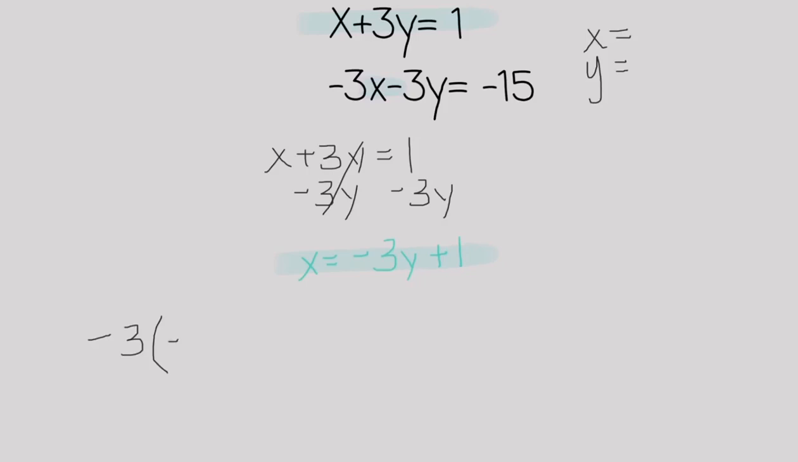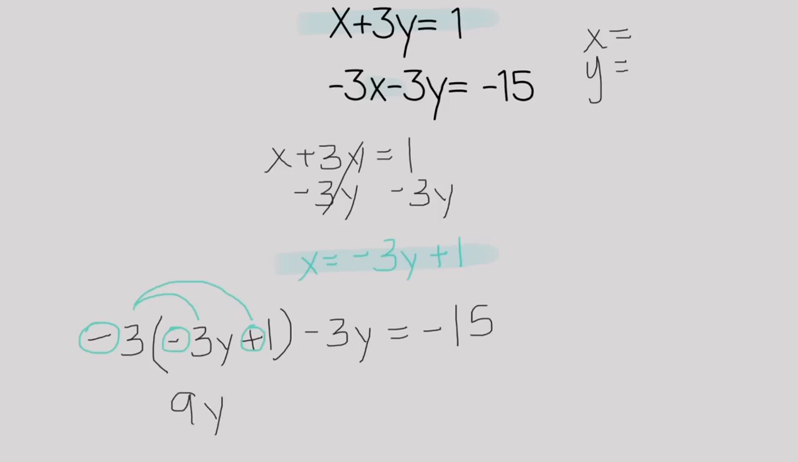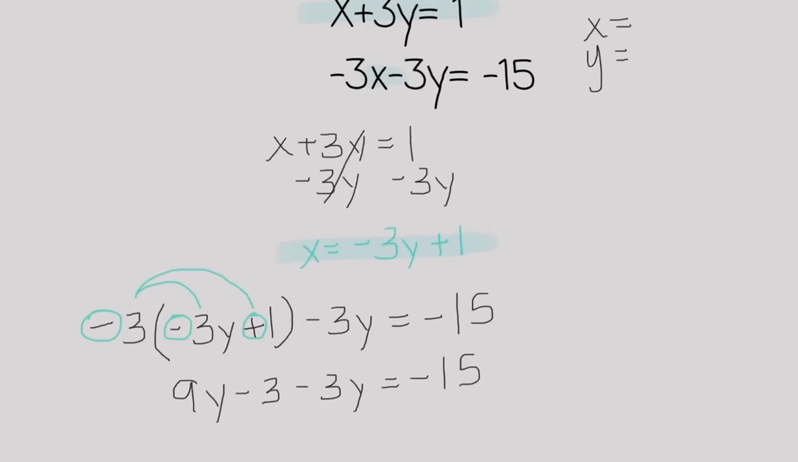So it'll be negative 3 parentheses negative 3y plus 1 minus 3y equals negative 15. And we will distribute, and remember, when you have two negatives it becomes a positive, and a negative times a positive is a negative. So now we have 9y minus 3 minus 3y equals negative 15.